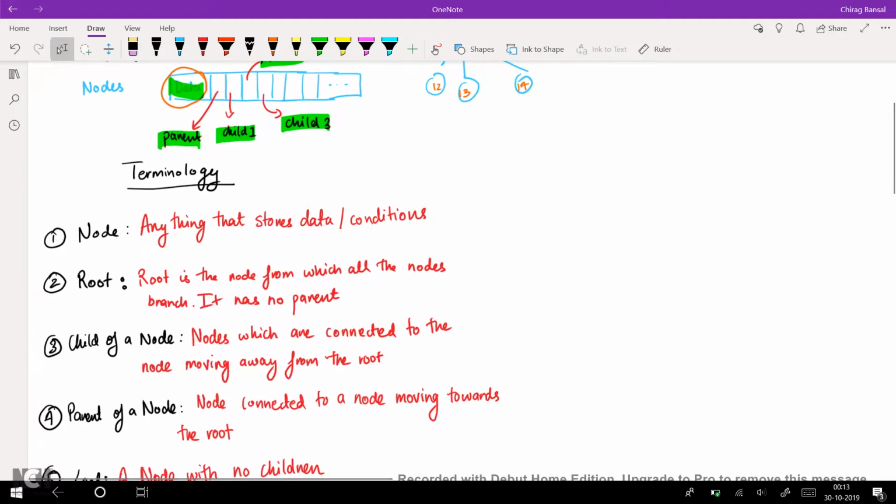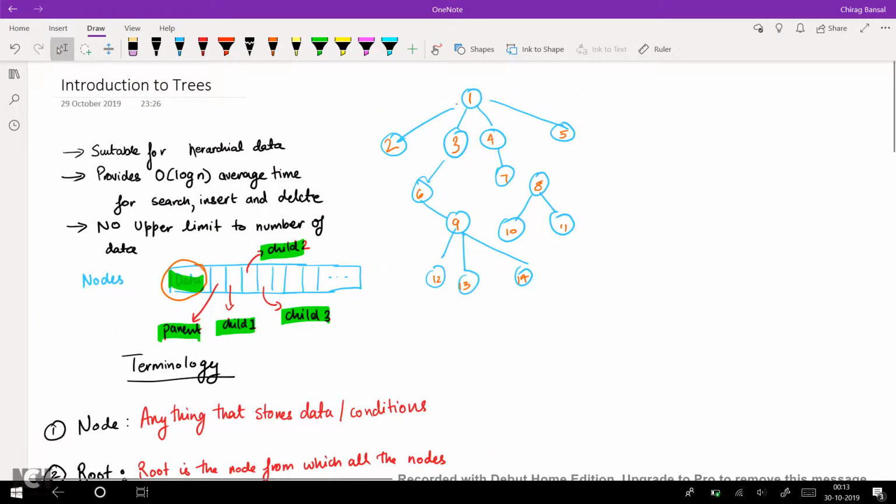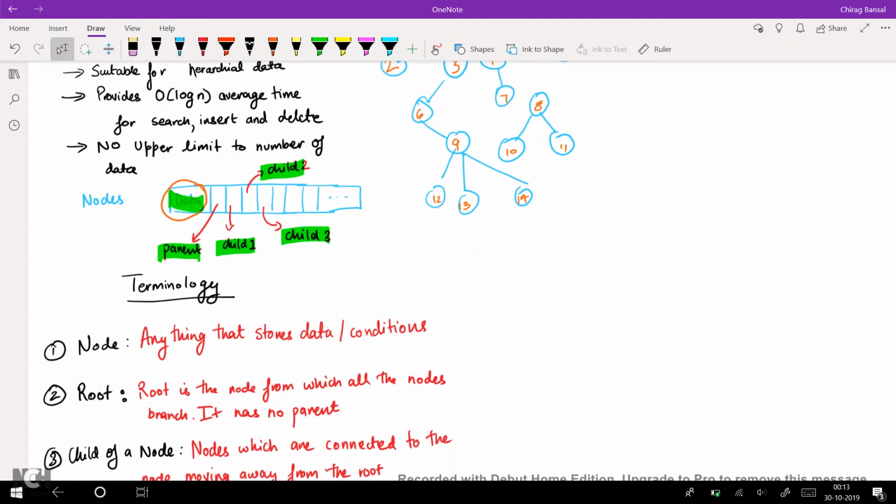Now let's look at the example. Here we have a tree. Now as we can see, all of the nodes branch from 1. Therefore 1 is called the root of the tree. The other nodes are just normal nodes.